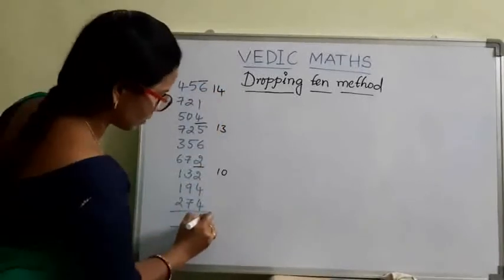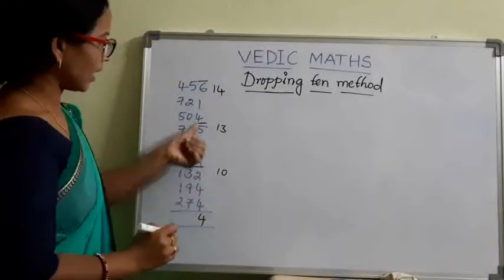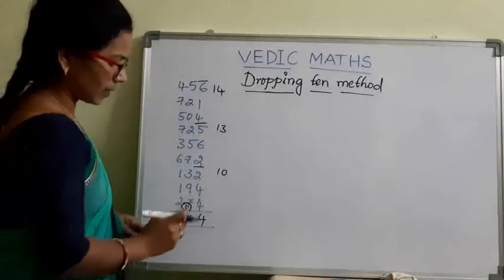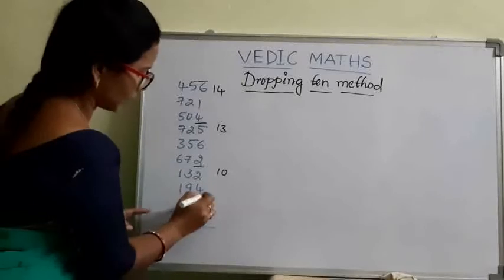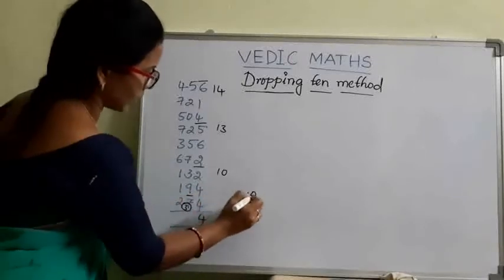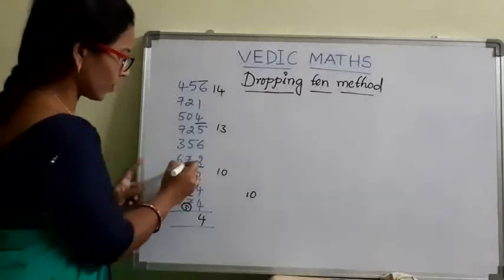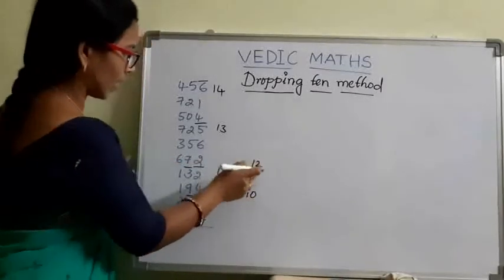Write 4 down. Next, how many lines? Number of lines are 3. So carry 3 to the next line. 3 plus 7, 10. Drop 10. Here I am writing. Yes. Next, 10 means start freshly. 9 plus 3, 12. Drop 10. 2. Carry 2 to the next number.